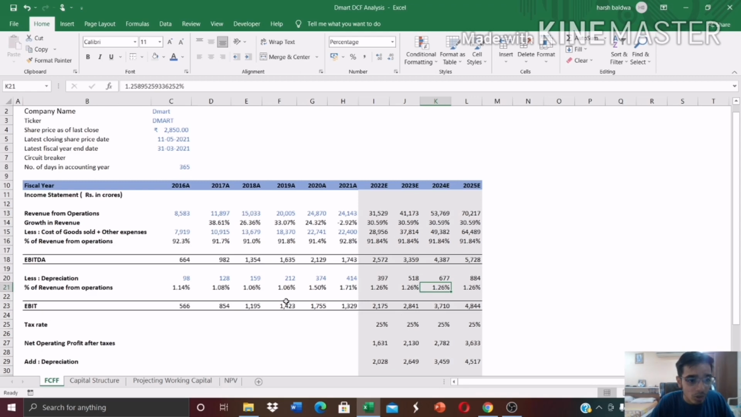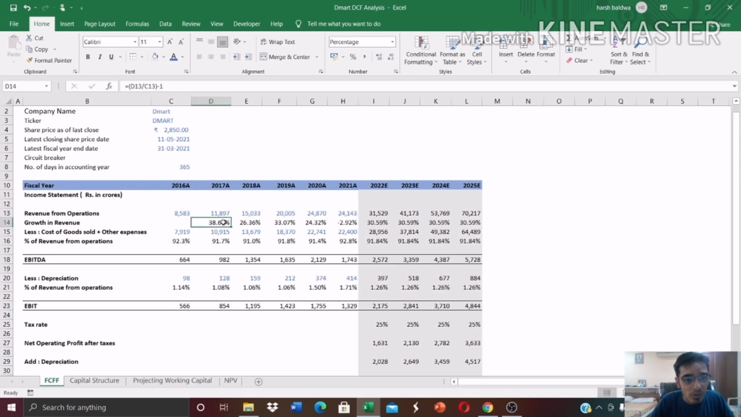Okay, so the first thing we are going to do is put in the data for revenue from operations till 2021. The letter A signifies actual and the letter E signifies estimated. As we have data till 2021, we will be putting it here in the Excel file, and then we are going to calculate the growth in revenue on a year on year basis.